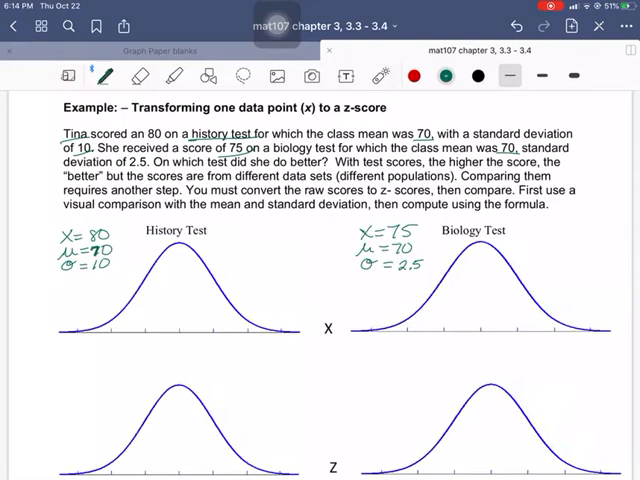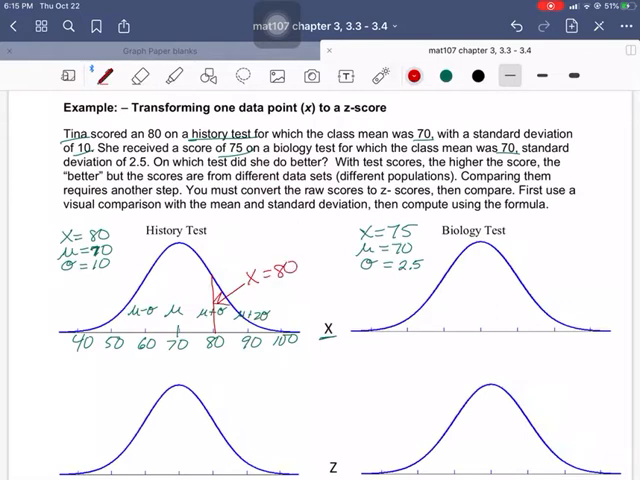So let's get a visual on how much more spread out this was. We're looking at the x-axis here. Mu is in the center at 70, and the standard deviation for the history test is 10. So we add one standard deviation and get 80, add 2 standard deviations and get 90, add 3 and you get 100. Then subtract a standard deviation at a time: 60, 50, and 40. Okay, and the student's score was 80, which is here.